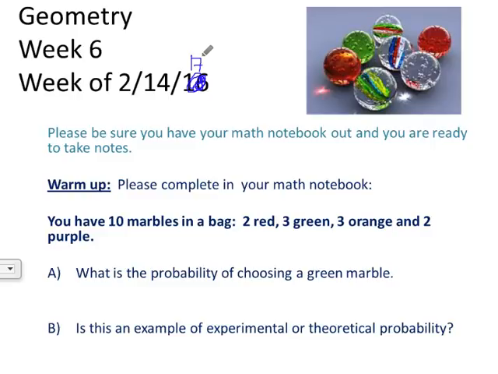And here we go. So we've got 10 marbles in a bag. In that bag, there are 2 red marbles, 3 green marbles, 3 orange marbles, and 2 purple marbles. I want you to tell me what is the probability of choosing a green marble. And then I want you to tell me, is this question an example of experimental or theoretical probability? So go ahead and click pause and take a moment to complete this in your math notebook.